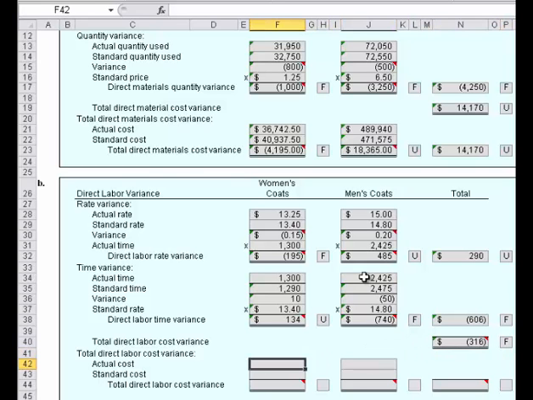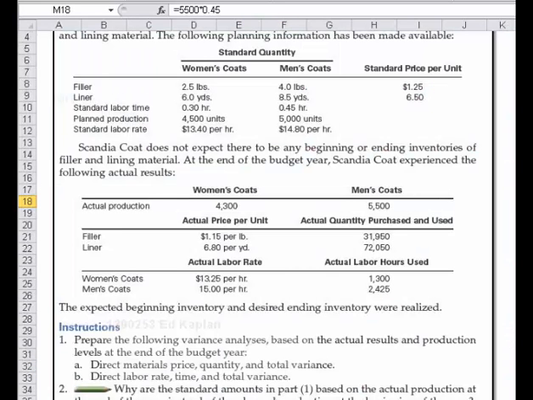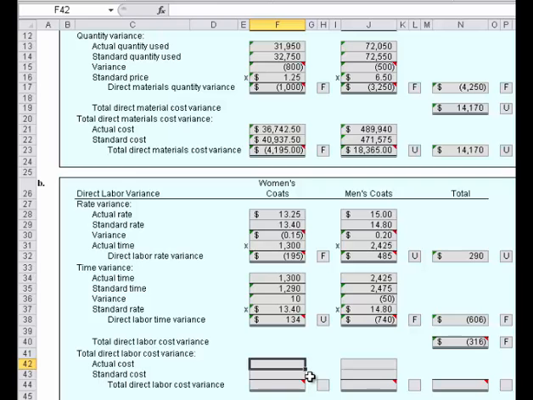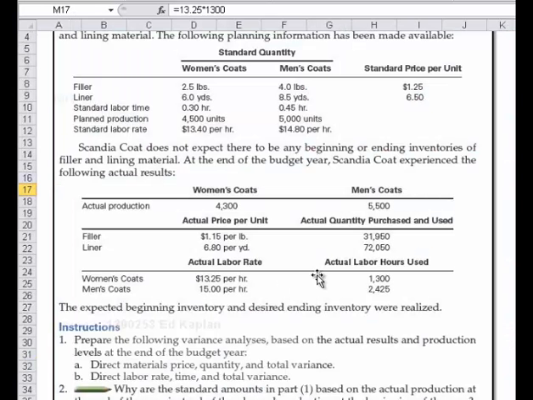The last part is what was our total actual cost. And why don't we calculate that next? Okay, so if you look up here, you see how I came up with that. I took the 1325 women's coat actual labor hours times the actual hours used, 1300. And if I grab that, copy that, we can jot in the actual cost of 17,225. We go on back. I'm going to move on down.